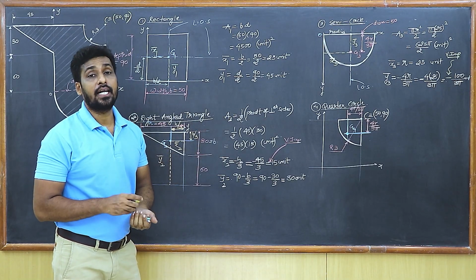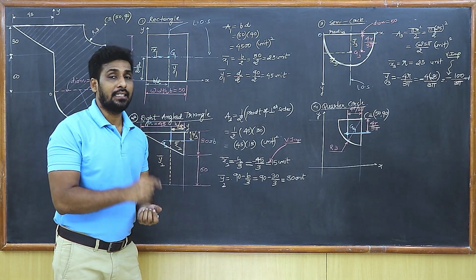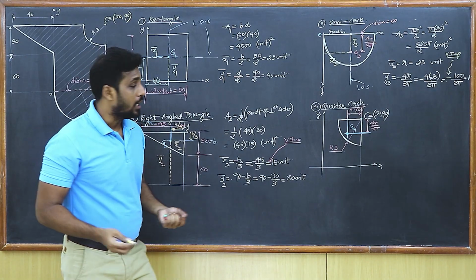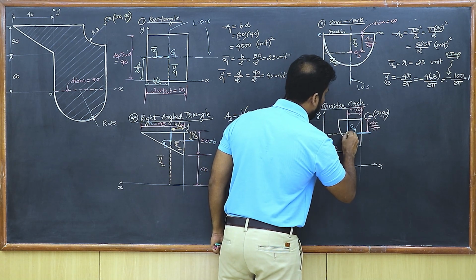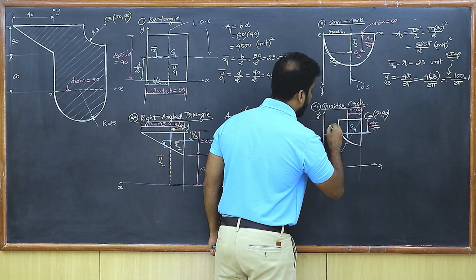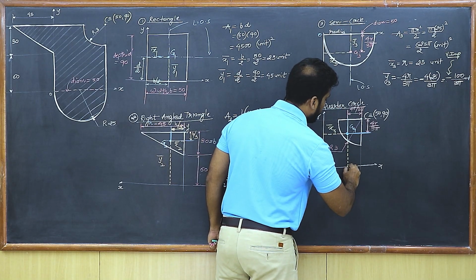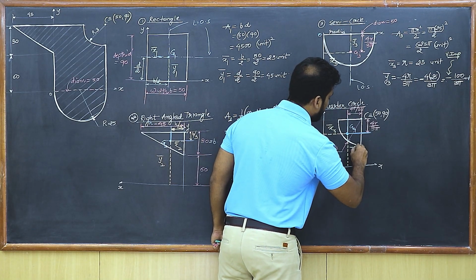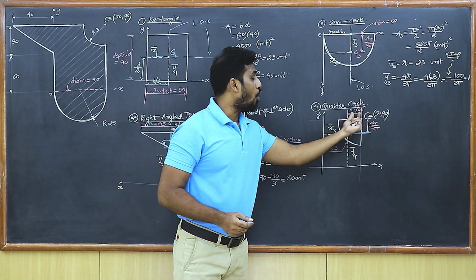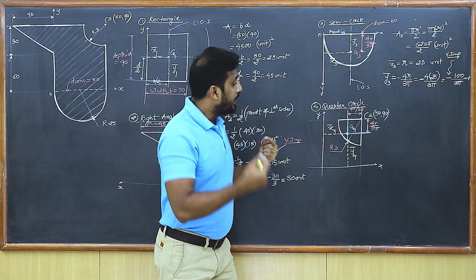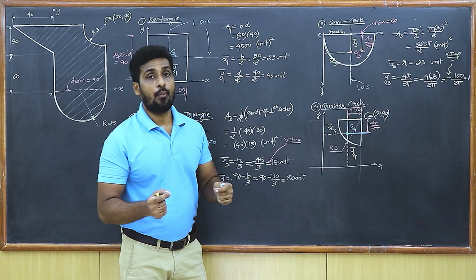Now you have to understand that x bar and y bar are the distances from where? The original y axis and the original x axis, isn't it? So the distance from the y axis will be taken as x bar, that's x4 bar, and its distance from the x axis will be taken as the y coordinate. So we can easily observe that x bar is not 4r upon 3 pi. It is going to be 50 minus 4r upon 3 pi.